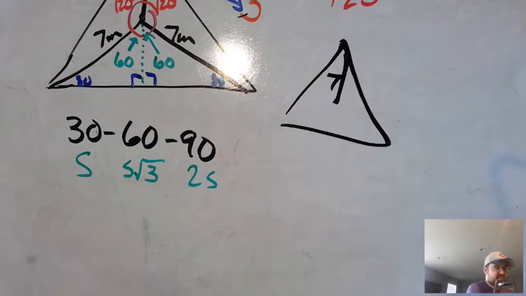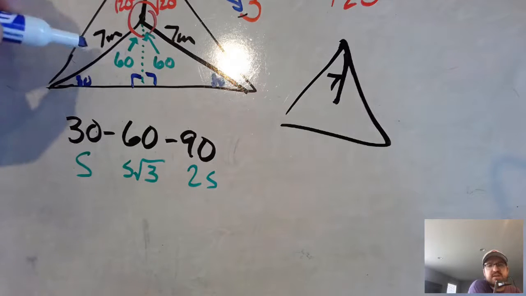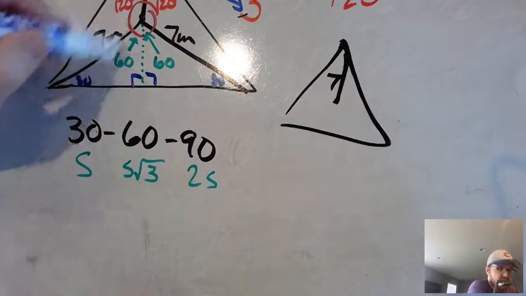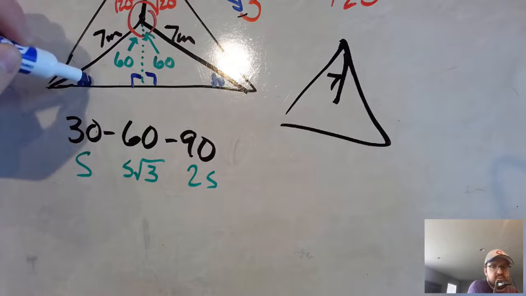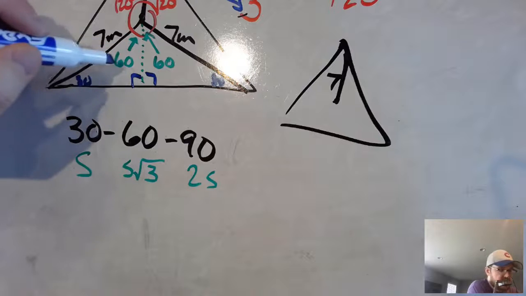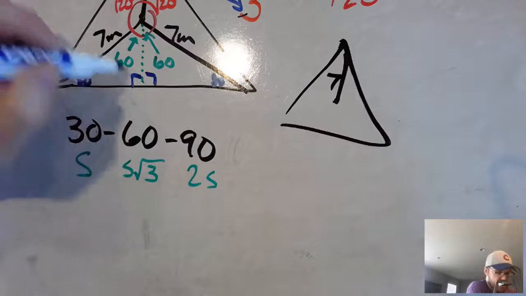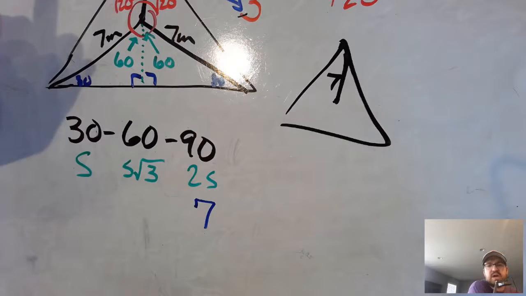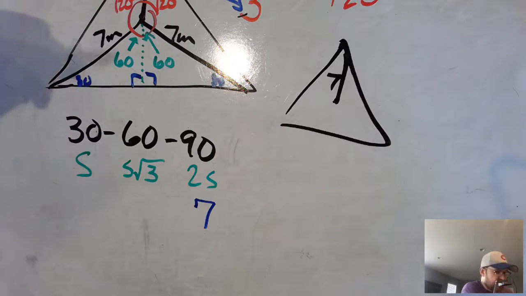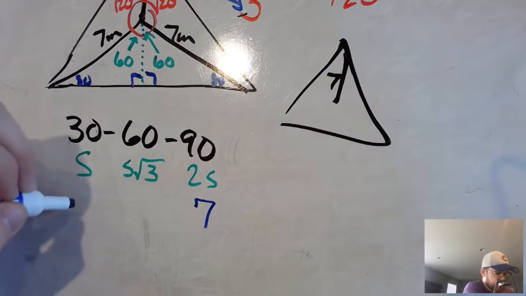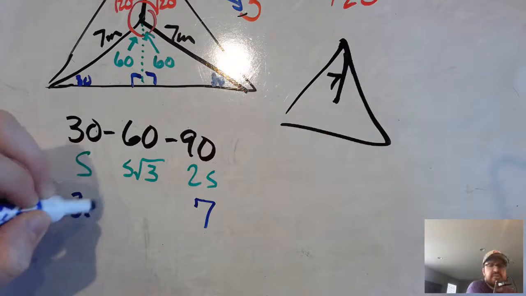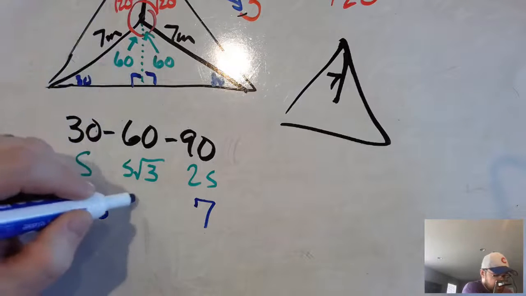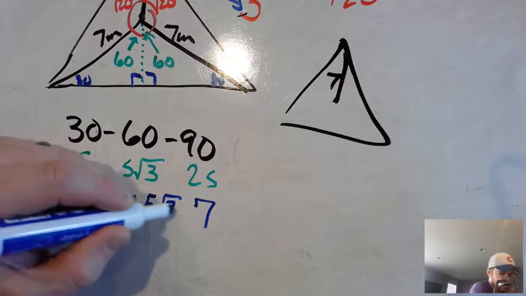So I have to decide which one is the 7. Is the 7 across from the 60? Is it across from the 30? Or is it across from the 90 degree angle? And that's where it is, right? It's across from the 90 degree angle. Okay? So how would I do this? If I were to find the 30 degree side, I would just divide it by 2, right? So that just means it's 3.5. I would take the 60 degree side, which is just 3.5 times the square root of 3.